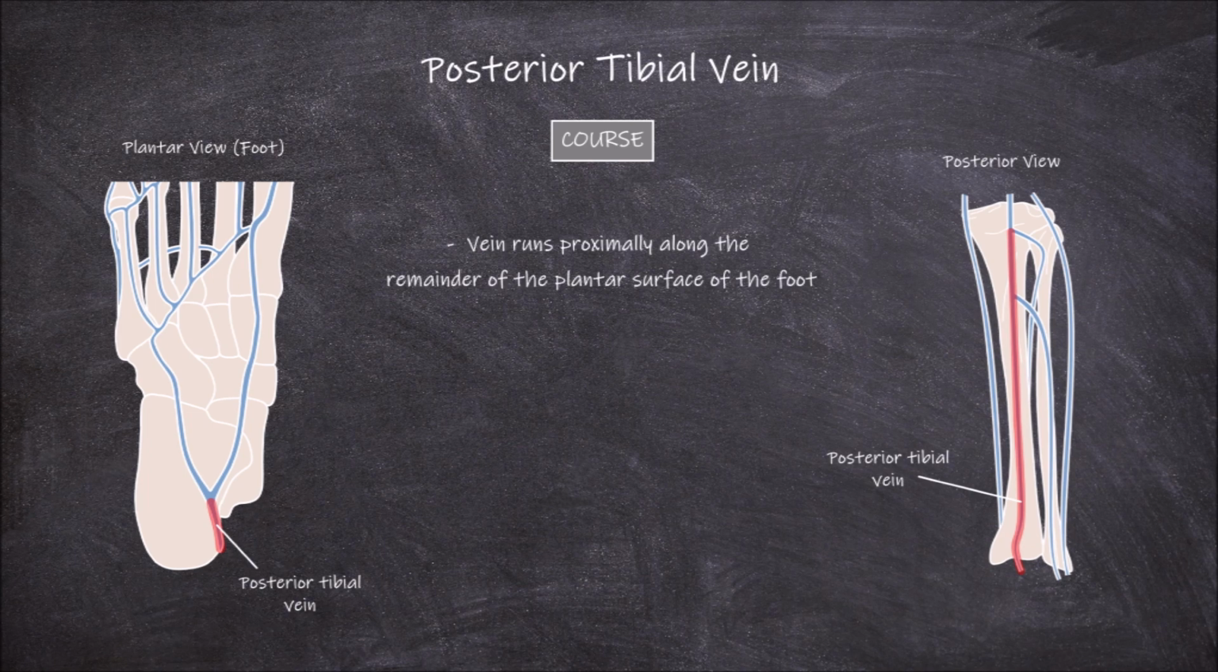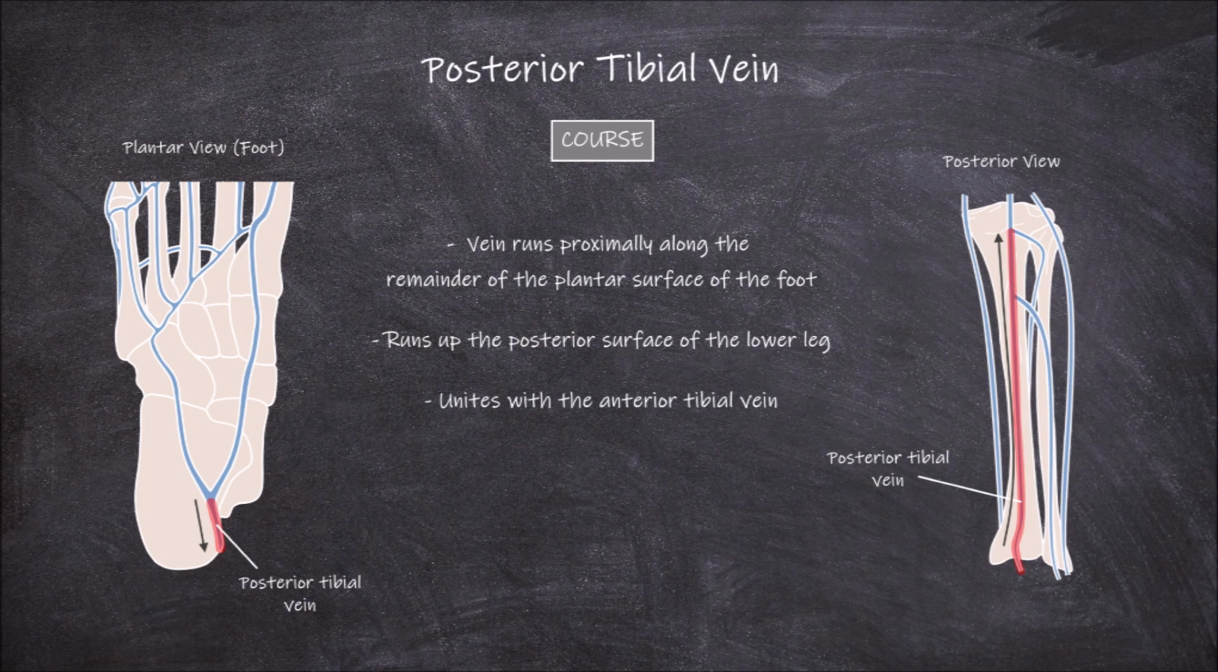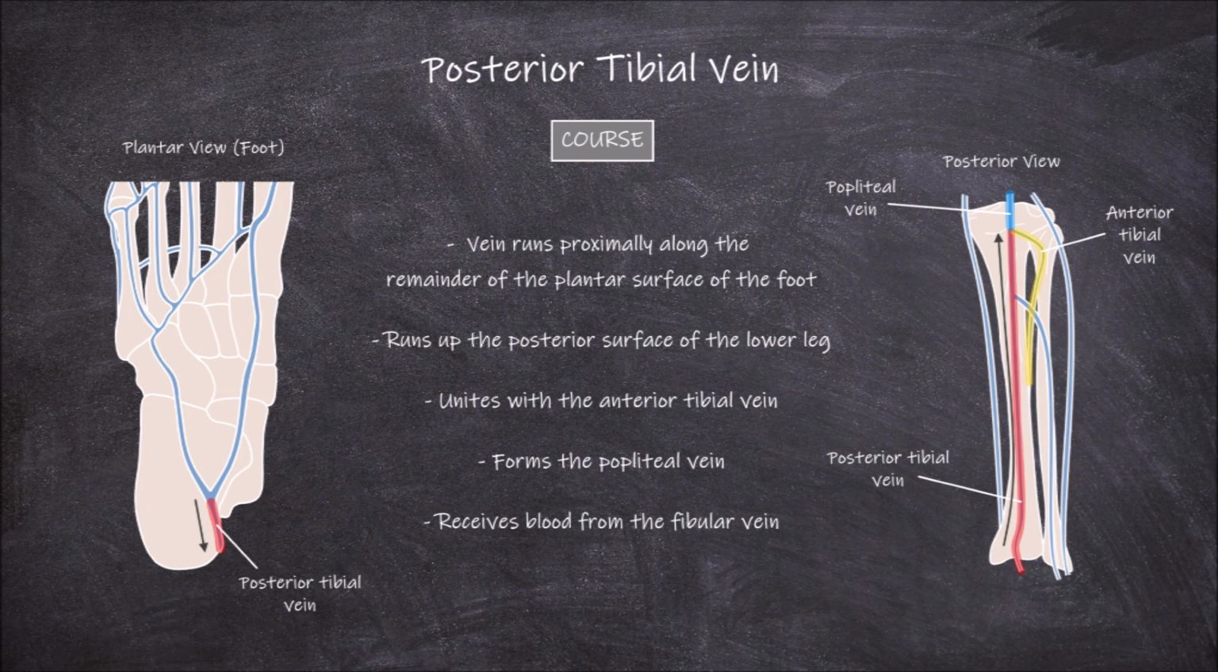This vein runs proximally along the remainder of the plantar surface of the foot. From here it runs up the posterior surface of the lower leg. Before reaching the knee, this vein unites with the anterior tibial vein, which can be seen here highlighted in yellow. This union forms the popliteal vein, which can be seen here highlighted in blue. This vein also receives blood from the fibular vein, seen here highlighted in green.